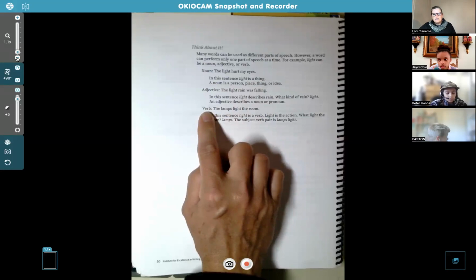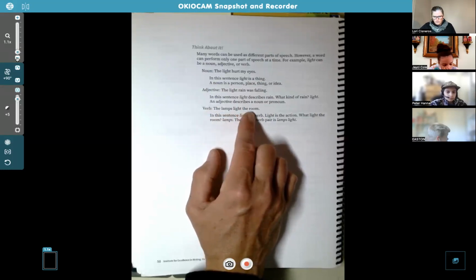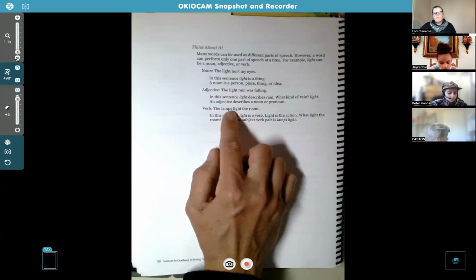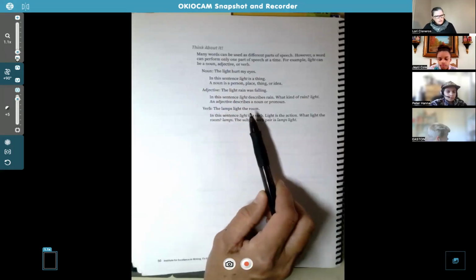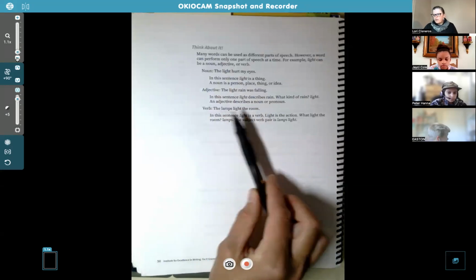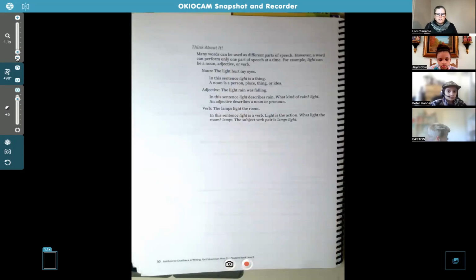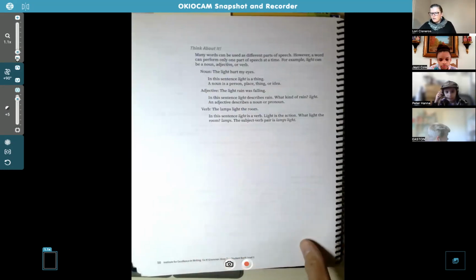And here the last example says verb. The lamps light the room. So it's telling what the lamps are doing. That's an action. The lamps light the room tells an action. So now that is a verb. But notice it's only one way in each sentence, but it just depends on what the sentence is. This is why English is hard. Got so many things like that. That's not the only one, by the way. And we'll learn more as we go.